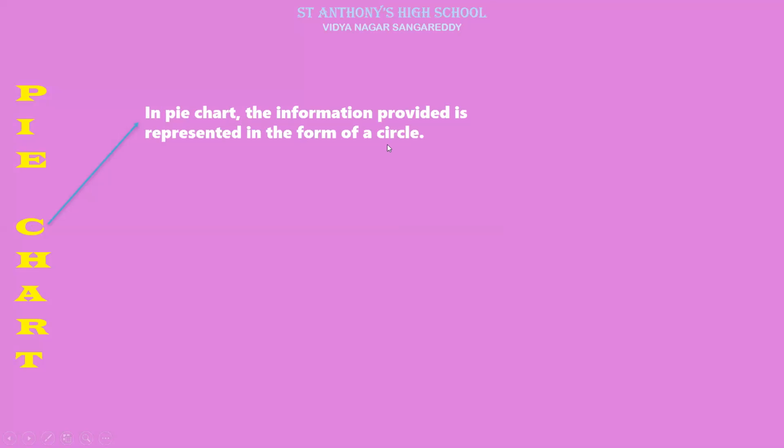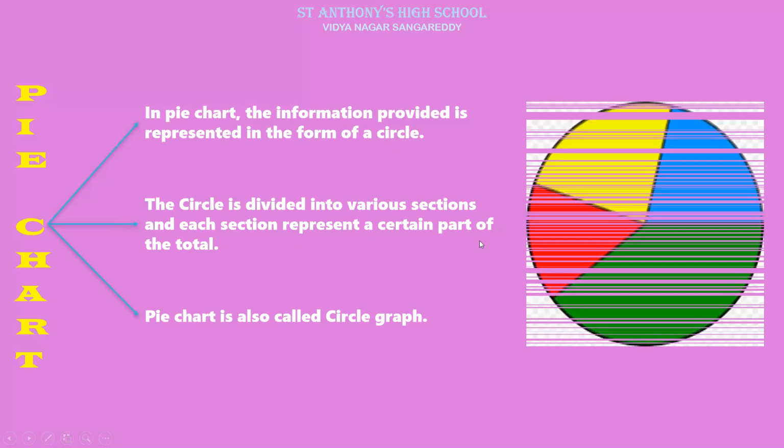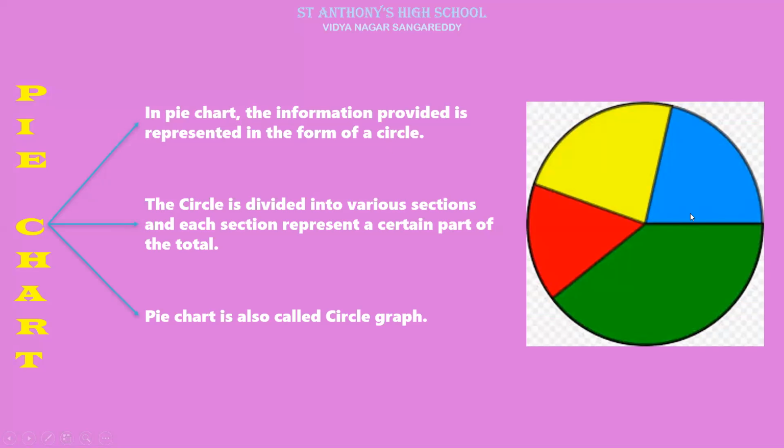Next one is the pie chart. Last one is the pie chart. In a pie chart, the information provided is represented in the form of a circle. So a pie chart is nothing but a circle chart. The circle is divided into various sections. If you see this diagram, you can understand that easily. This is a circle, but we have divided the circle into parts, depending on the collected data. So a pie chart is also called a circle graph.